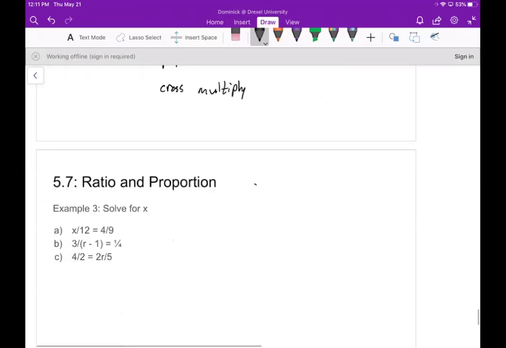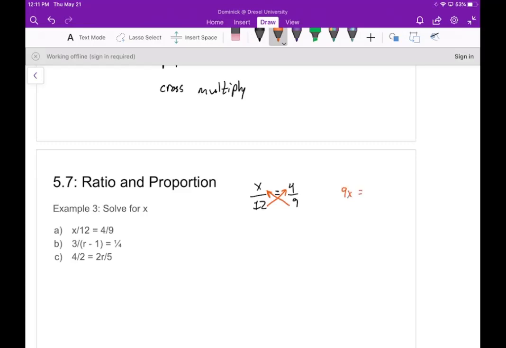Right? So if you have something like x over 12 is equal to 4 over 9, what you could do is multiply both sides by the LCD, but a quicker way to do this is just to cross multiply. Because what you're really doing is multiplying both sides by 9 and multiplying both sides by 12, but you get the cancellation. So you really are multiplying by the LCD, but we're sort of taking a shortcut.